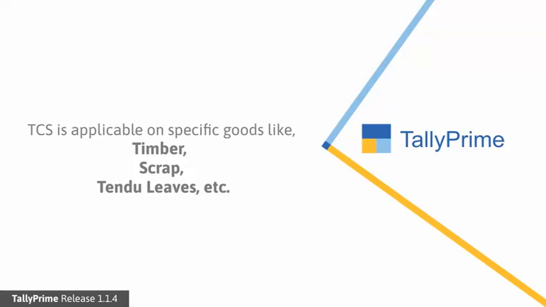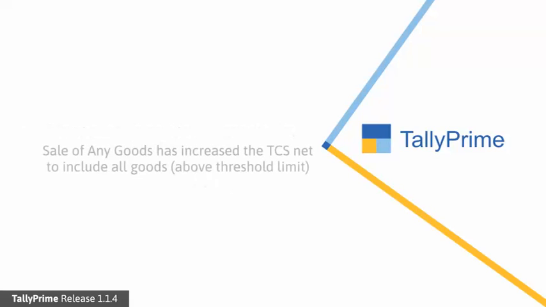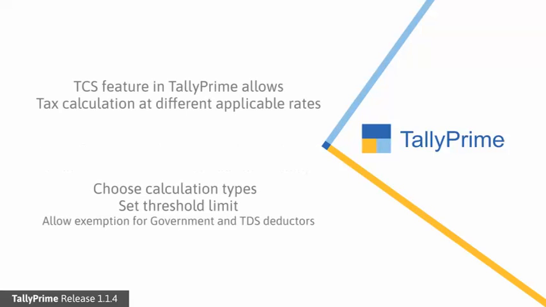Tax collected at source or TCS is what a seller collects from his buyer for selling specific nature of goods, for example, timber, scrap, tendu leaves, and few others. However, with introduction of sale of any goods in Budget 2021, the TCS provisions are amended to widen and deepen its tax base. The TCS feature in Tally Prime allows you to efficiently meet the compliance requirements of TCS.